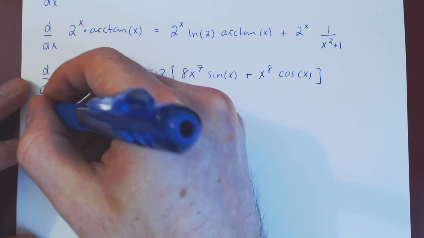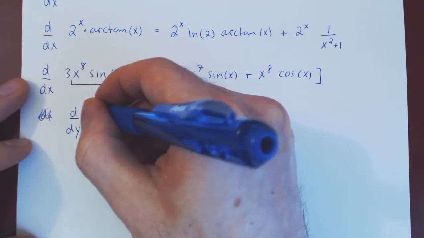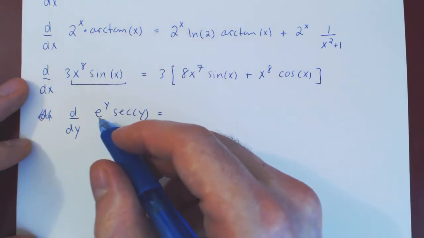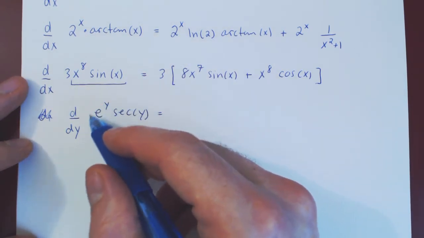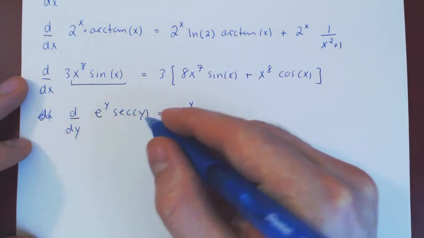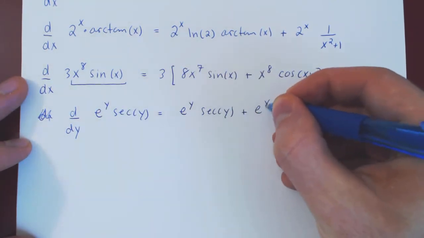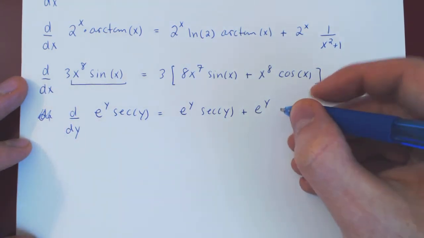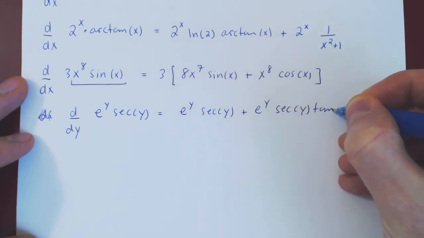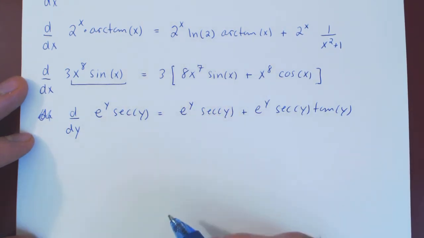But if we differentiate, with respect to y now, e to the y times the secant of y. Now if you remember, when we have the natural exponential, the derivative of e to the y with respect to y is itself, times secant of y, plus e to the y times the derivative of secant of y. If you remember, the derivative of secant is secant tangent. So secant of y, tangent of y, and there you go. You could of course here factor out e to the y secant of y from both terms.